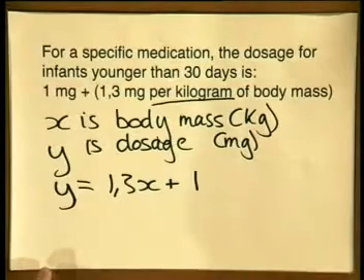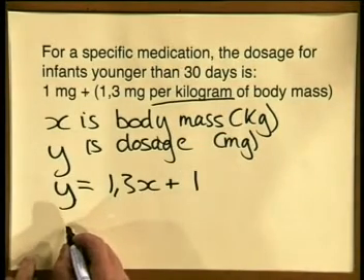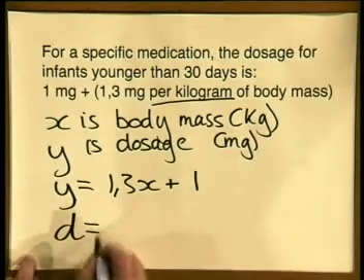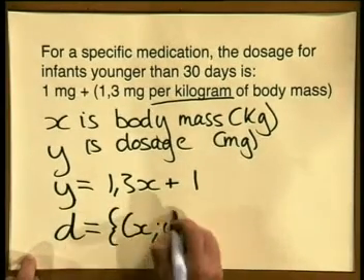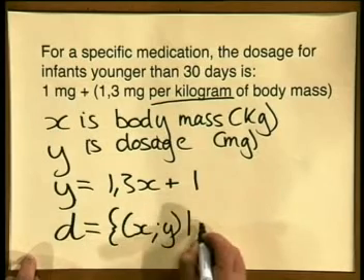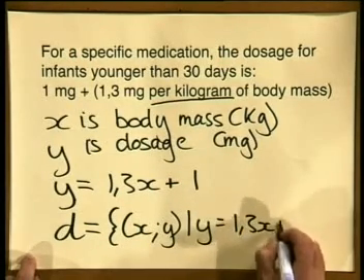The next step is to give this function or relationship a name, and we generally use symbols or letters to label our functions. Now, because my name is Dylan, I'm going to call this function d. Now, there are a number of ways of representing a function. This is one way we can write it. D is equal to the set of all ordered pairs x and y such that y is equal to 1,3x plus 1.